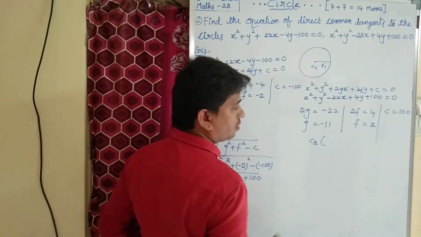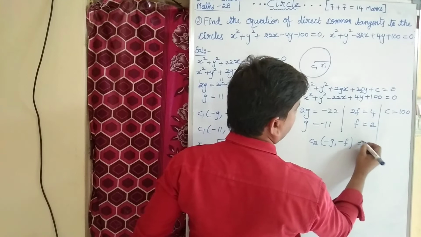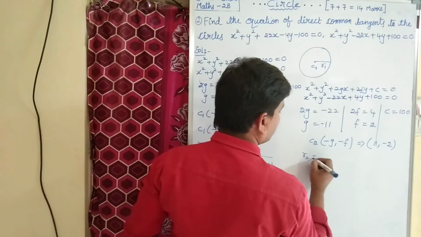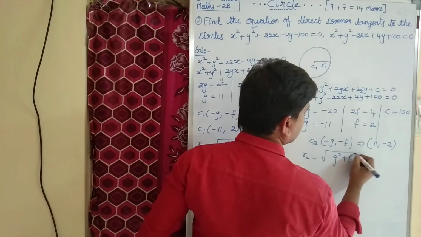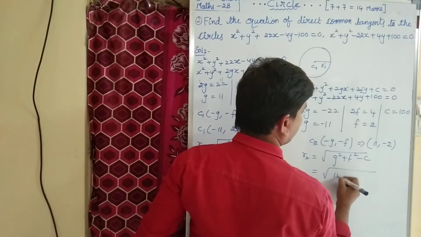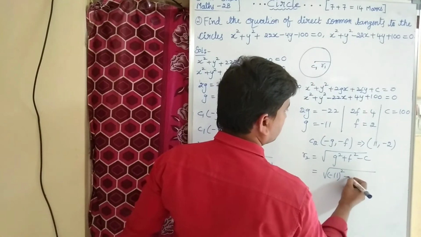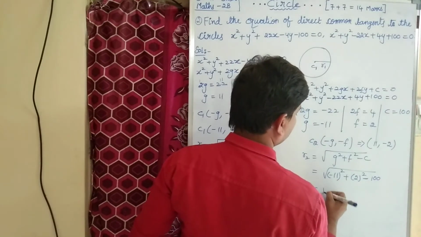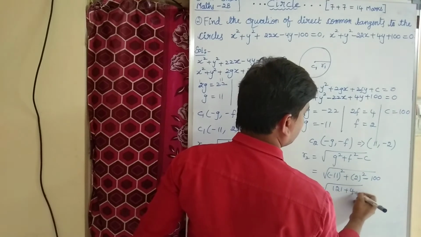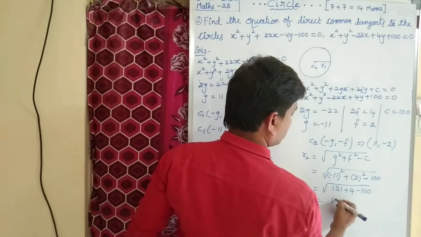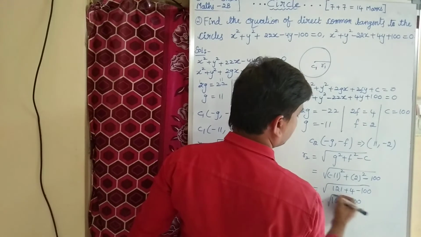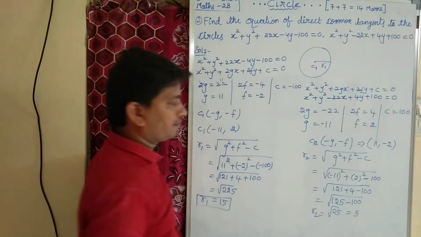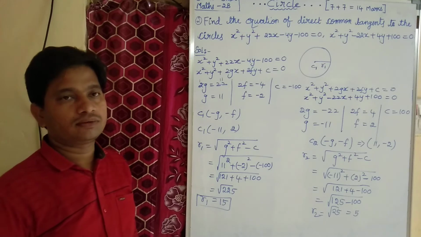So we call center C2, that is minus g comma minus f, that implies 11 comma minus 2, minus into minus plus. And radius R2 is root over g square plus f square minus c. G value is minus 11, whole square, f value 2 square, and minus c value 100. 11 square is 121, 2 square is 4, minus 100. 121 plus 4 is 125, minus 100 equals the square root of 25, which is 5. So R2 value is how much, children? 5 we got.